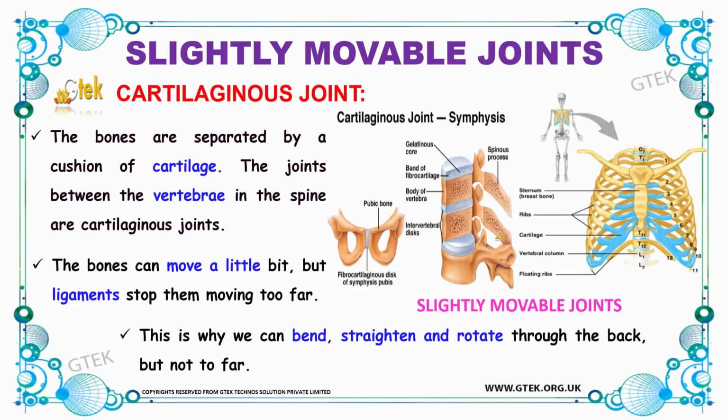Next we have our slightly movable joints. Slightly movable joints are made up of cartilage. Cartilage is nothing but a cushion type of joint which is used to join the bones. So the bones are joined by a cushion type of stuff known as cartilage. The joints between the vertebrae in the spine are joined using cartilage, hence they are cartilaginous joints.